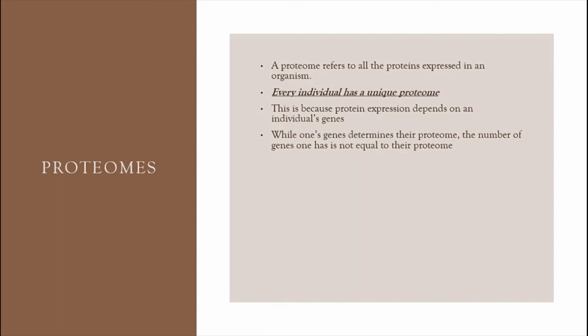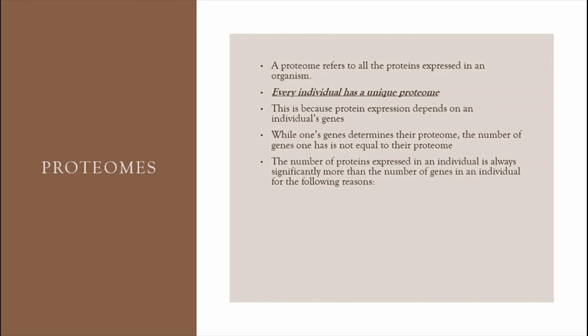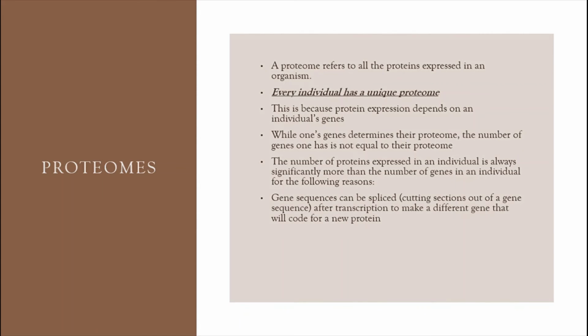While one's genes do determine their proteome, the number of genes is not equal to the number of proteins that an individual makes. The number of proteins expressed in an individual is always significantly more than the number of genes that that individual has. And this is for the following reasons. Firstly, a gene sequence can be spliced, which just refers to cutting sections out of the gene after transcription to make a new gene that will code for a new protein.